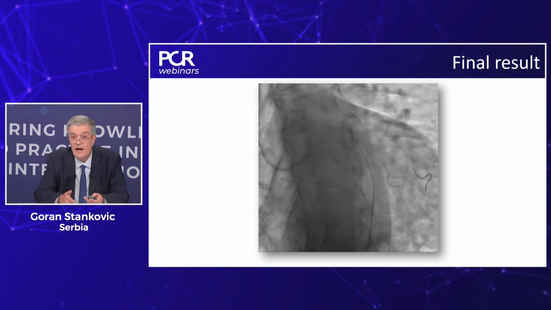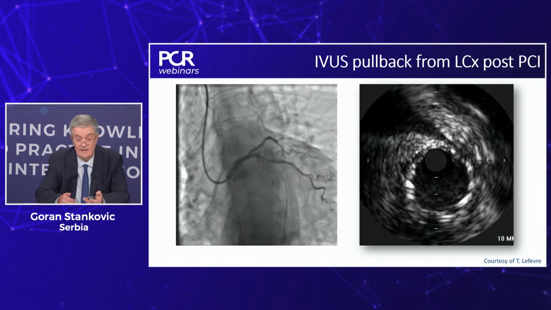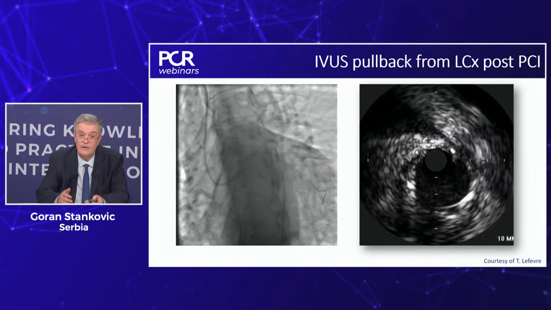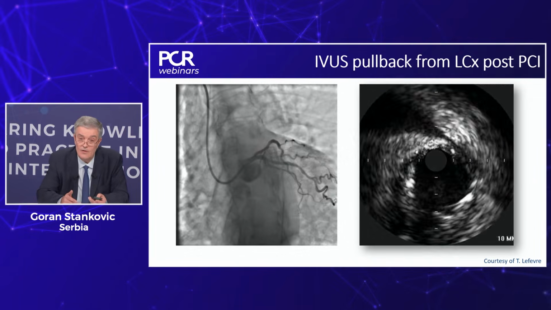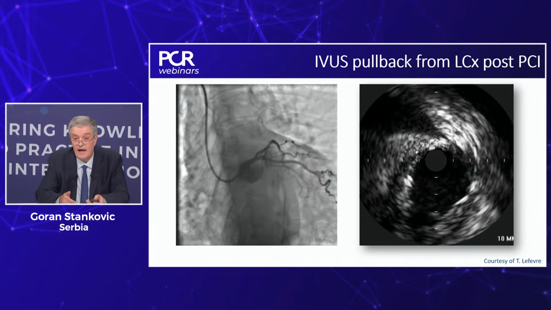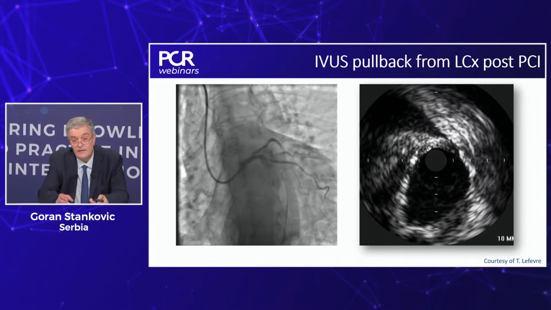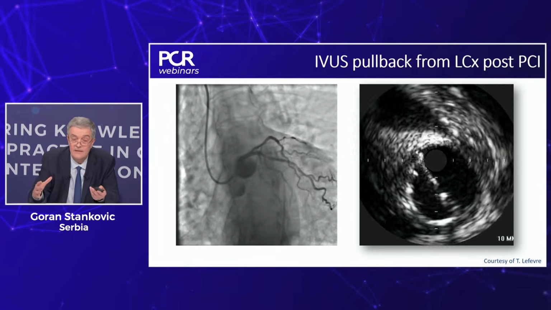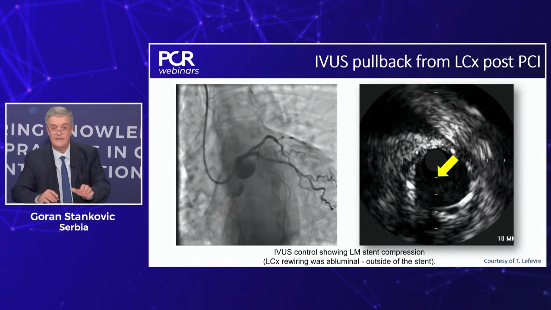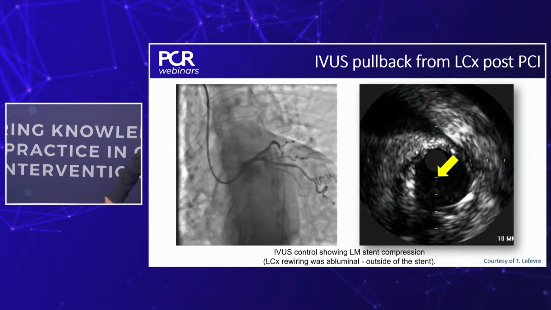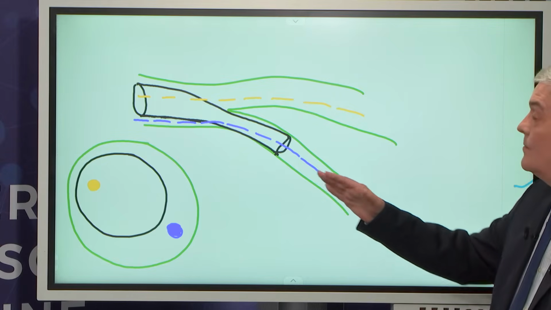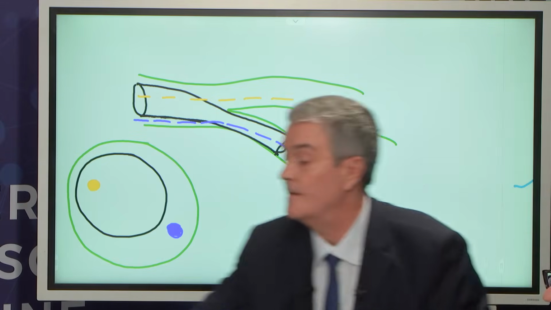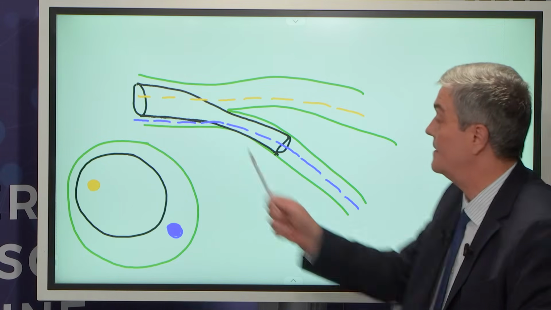But then they did an IVUS pullback from the circ. And please look, on the left side you have the angio, on the right it's the IVUS pullback. So far, we see within the stent good expansion, symmetrical, circular lumen. Okay, now you see the arrow, and I will go to the smart board. I think it's much easier to understand what happened and why we had this compression of the stent inside the left main.